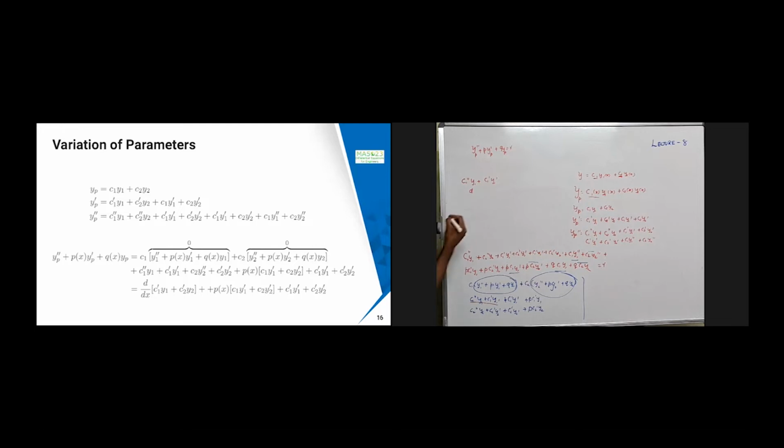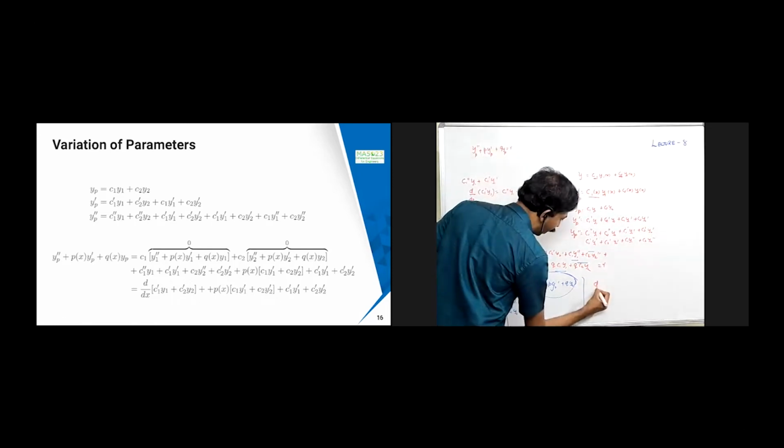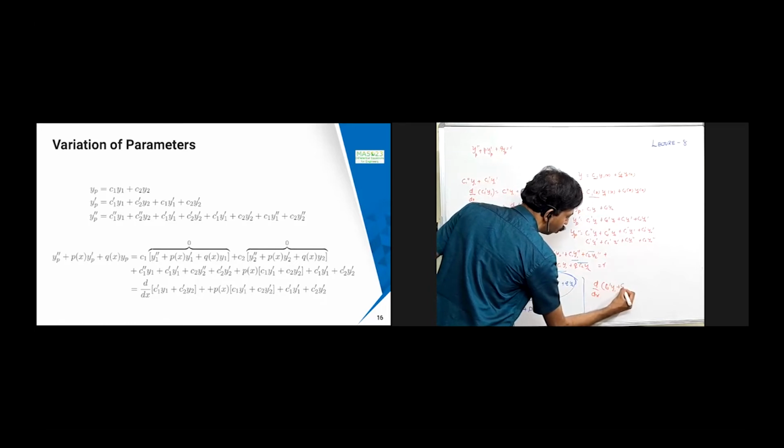I'm going to write this one as d/dx of (c1 y1 + c1' y1). If I write this, what is it going to come to? I'm going to get c1'' y1 + c1' y1'. Therefore, this term I can write as d/dx of (c1' y1). Similarly, you can see that c2'' y2 + c2' y2' can be written as d/dx of (c2' y2). Therefore, these two terms I can write as d/dx of (c1' y1 + c2' y2).